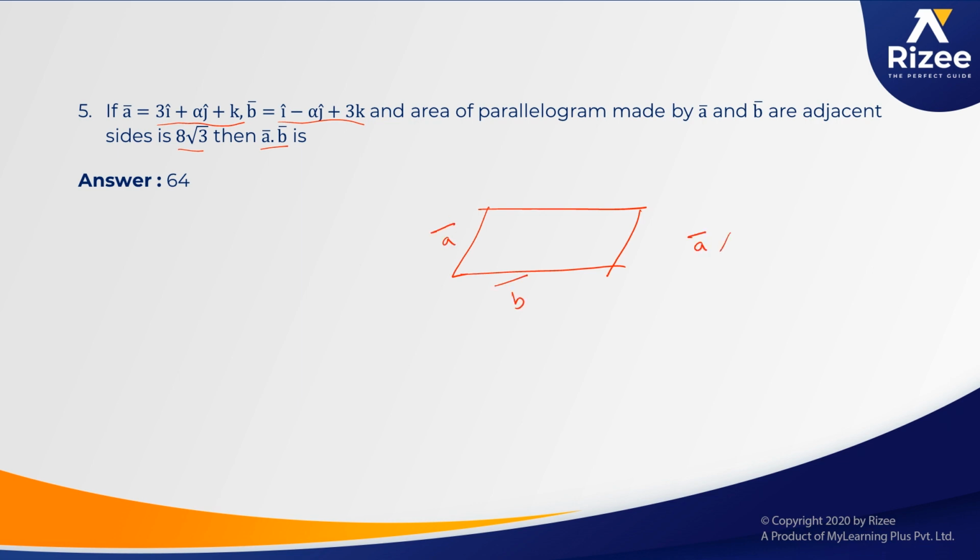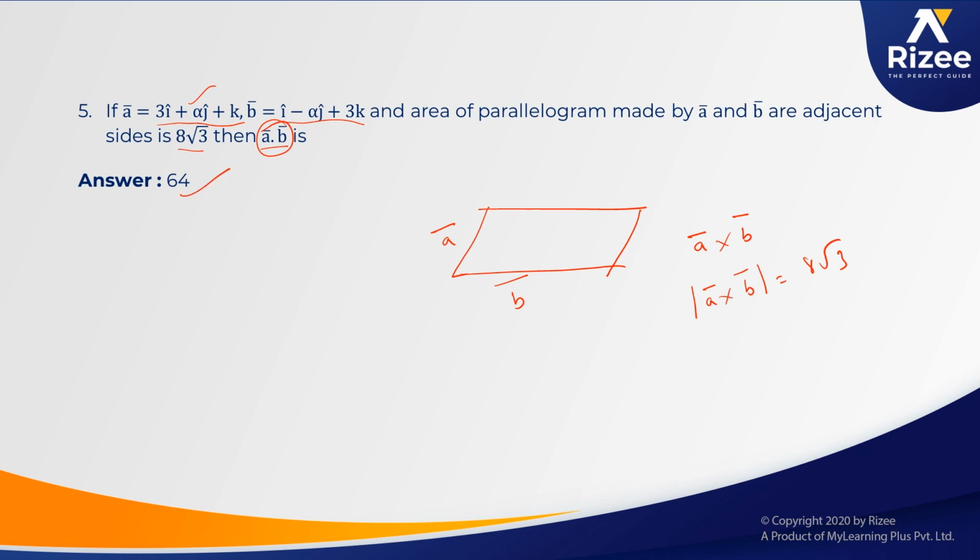First we should find out A bar cross B bar. Then after applying modulus of A bar cross B bar is equals to 8 root 3, we can find out the alpha value. After substitution of the alpha value in this one, we get the A dot B value 64.